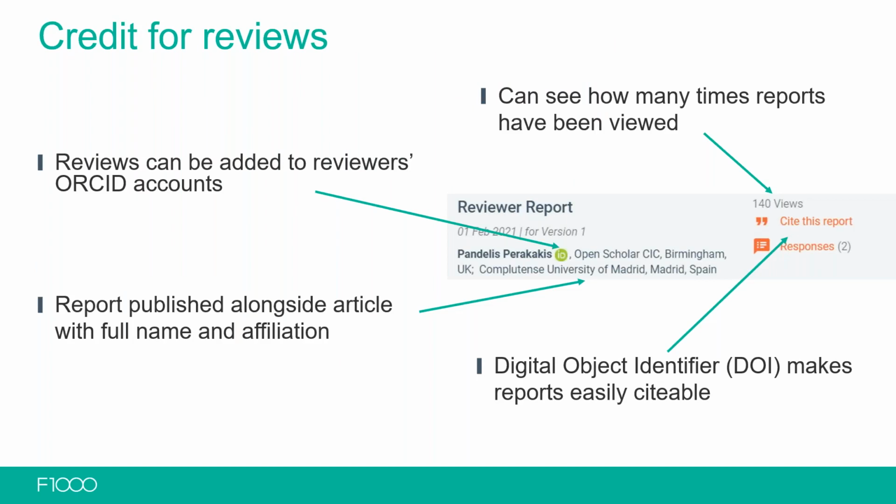Open reviewing ensures that our reviewers get the credit they deserve for their work. Reviewers can see how many people have read their report, they're able to add their peer review report to their author ID, and their full names and affiliations are published alongside the article.